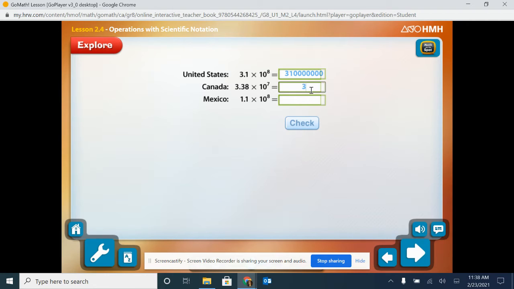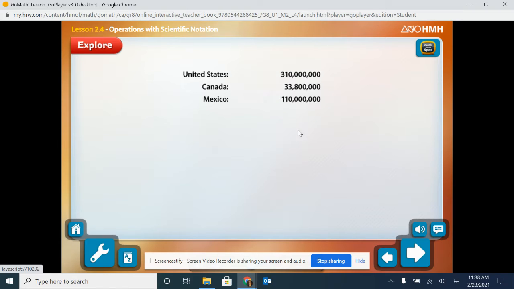And then 338. And I need 7 numbers after the decimal. So I already have 2 right there. 2, 3, 4, 5, 6, 7. Then the next one is 111, and then I need 8 numbers after the decimal. So I already have 1. So 1, 2, 3, 4, 5, 6, 7, 8. Okay, so I think I should have it right.